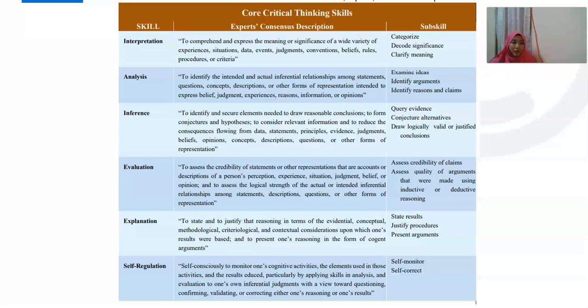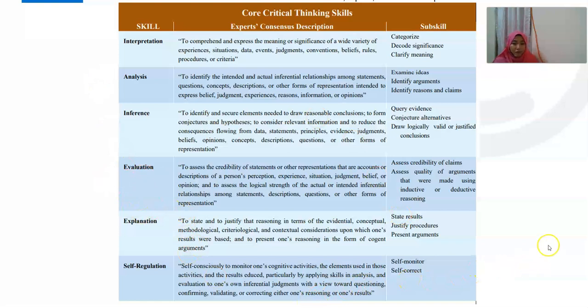The last core critical thinking skill is self-regulation, which is your self-consciousness to monitor one's cognitive activities and elements. So you self-monitor and you self-correct. This is actually what happens when you use critical thinking: you are using yourself to criticize your own solution.